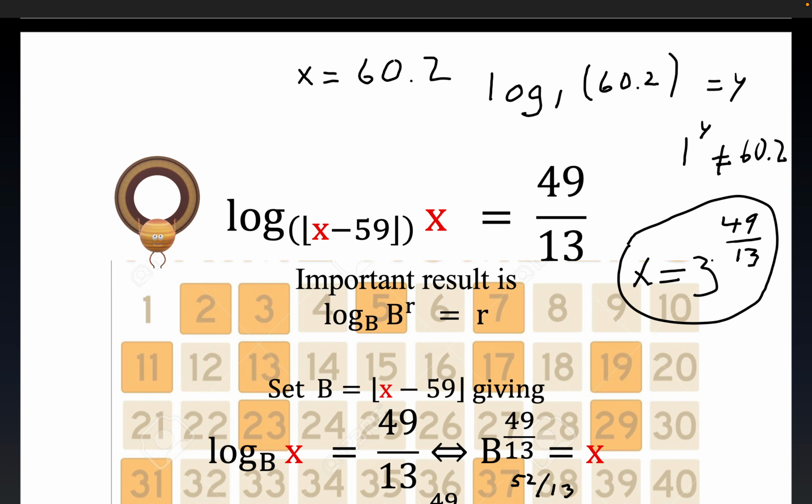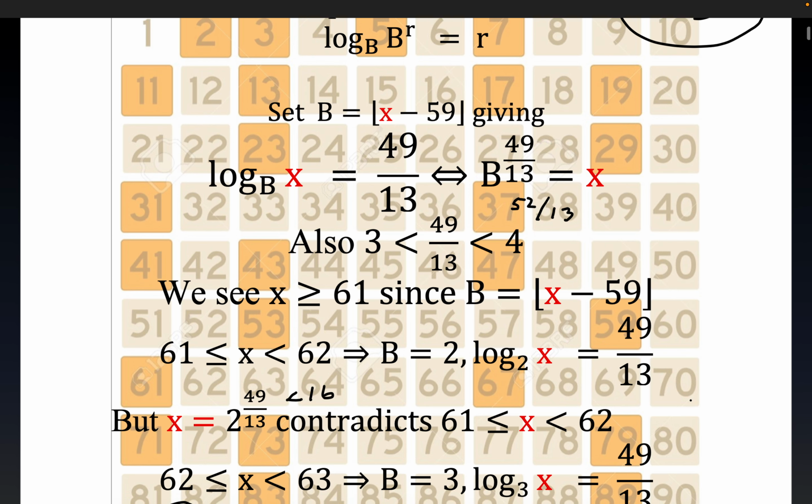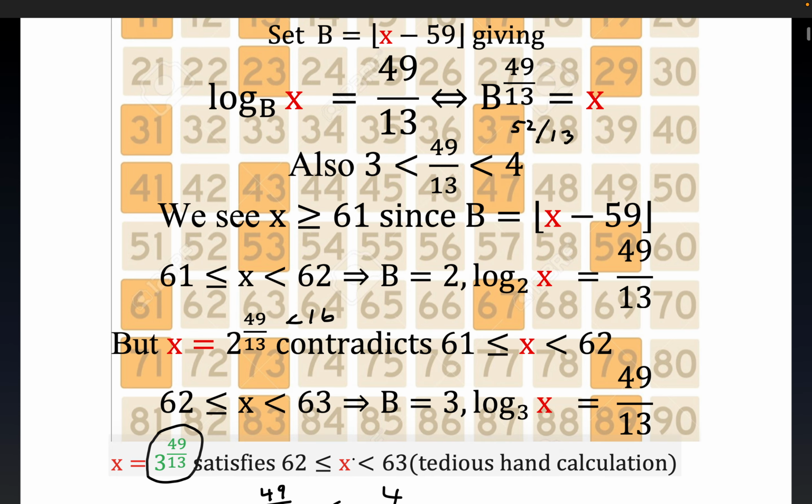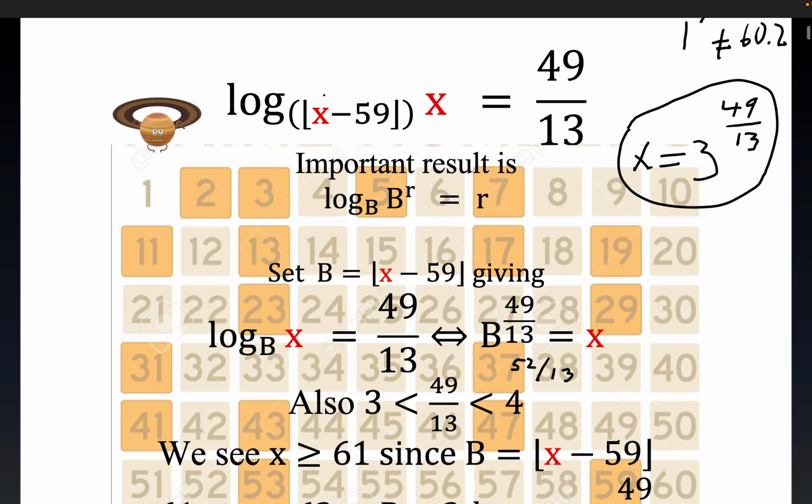So I think that's all for today. We conclusively showed that 2 to the 49 over 13 doesn't fit in the interval. It's a possibility for an answer, but it doesn't fit in the interval, which is controlled by the floor function itself. Okay? All right. That's all.